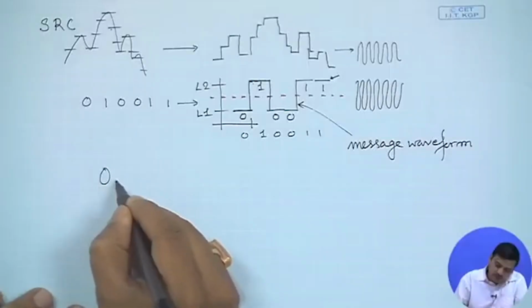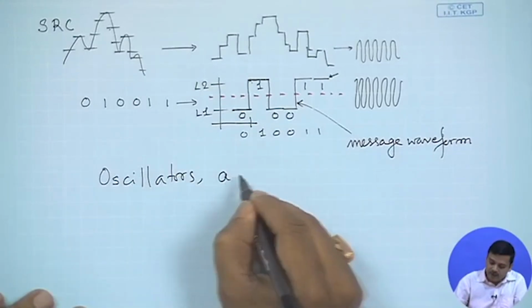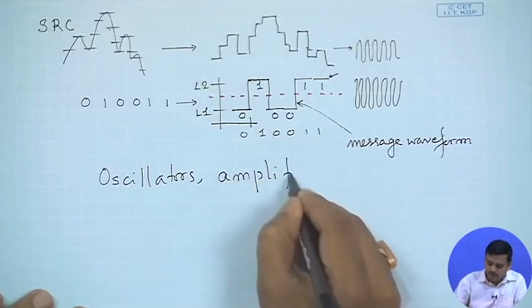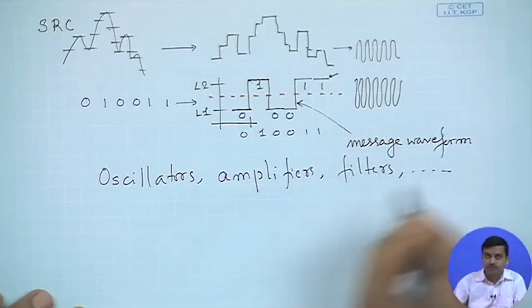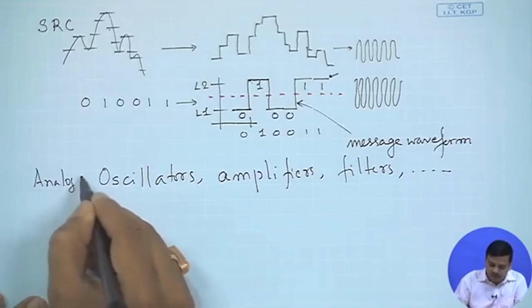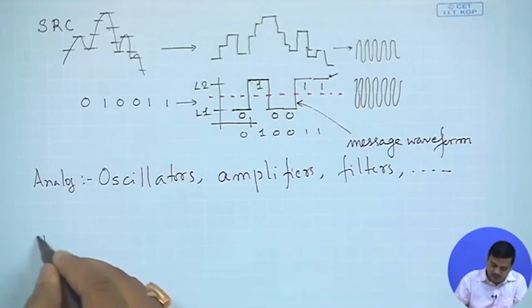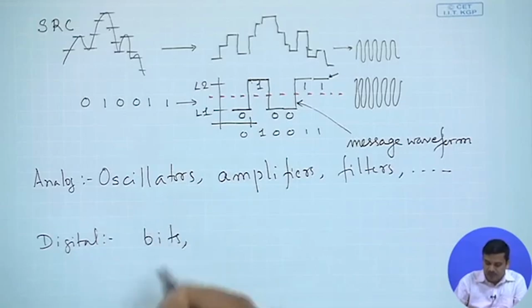I would like to mention at this point that when you look at analog communications versus digital communications, typically if we close our eyes and think of an analog communication system, what comes to mind is generally pictures of oscillators, amplifiers, filters, etc. Whereas when we think of a digital communication system, the picture that we get begins with the picture of bits.